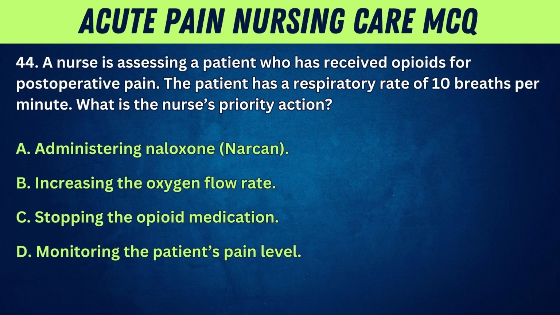44. A nurse is assessing a patient who has received opioids for postoperative pain. The patient has a respiratory rate of 10 breaths per minute. What is the nurse's priority action? A. Administering naloxone (Narcan). B. Increasing the oxygen flow rate. C. Stopping the opioid medication. D. Monitoring the patient's pain level.